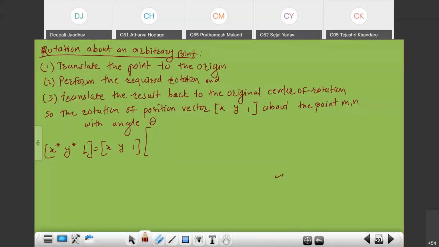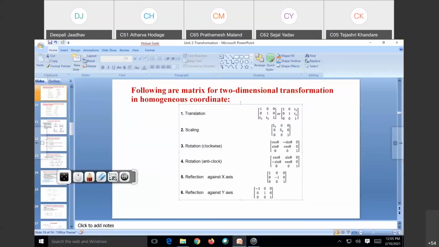So first, translate the point to the origin. The point is mn. For translation we use the translation matrix, this one. At tx and ty, what are we going to use? M and N, to move to the origin. For that we require minus M and minus N. We will see it with an example. Only remember that first we are translating the point mn to the origin. That's why we use tx and ty as minus M and minus N.